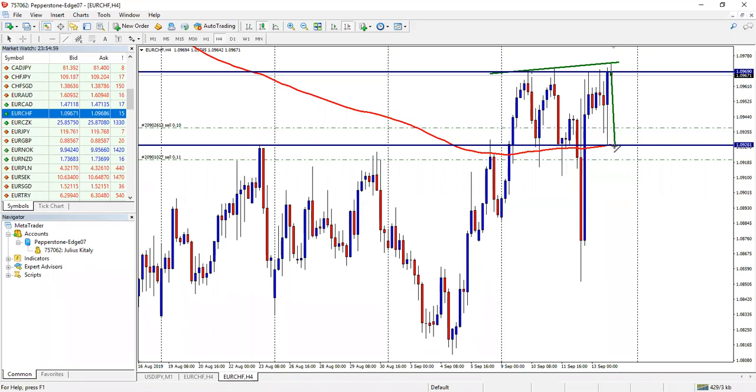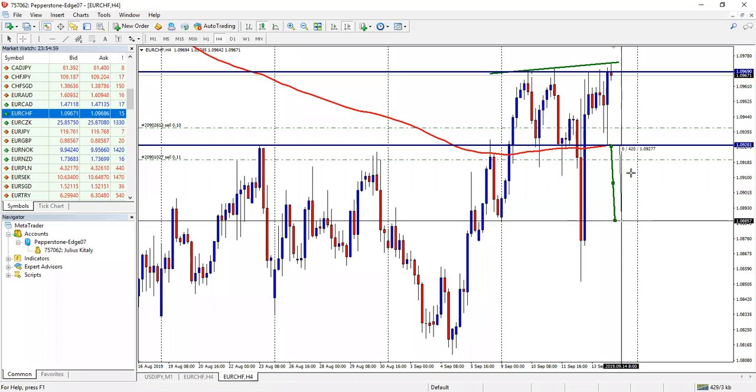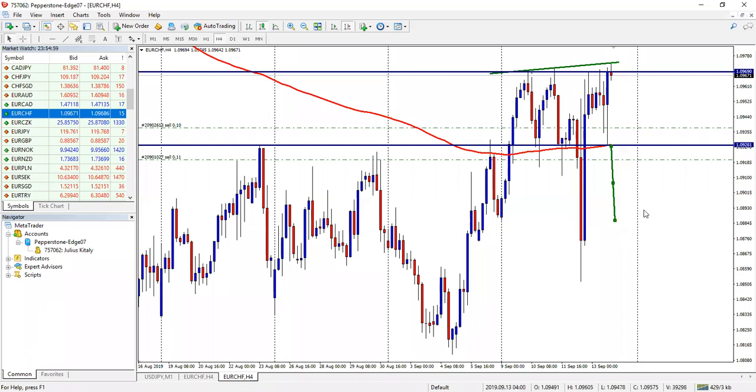So since this is the neckline, the maximum target to consider, if the market respected this triple top, is there. You can see the maximum target there. So how many pips? About 43, or we can just say 50 pips. It might come back to this point before. Yeah, okay. So you may consider that. So this is a triple top that I may start with.